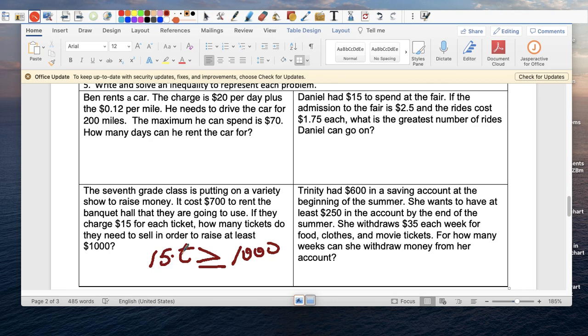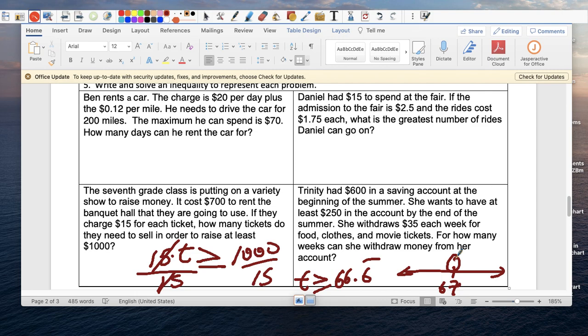So how many do you have to sell? Well, divide this by 15 and divide this by 15. The number of tickets they have to sell in order to reach 1,000 is 66.6, bar notation, right? So if they sell 66.6 tickets, they raise at least $1,000, but because they can't do that, you're going to have to go one higher. So the number of tickets that they need to sell is 67.